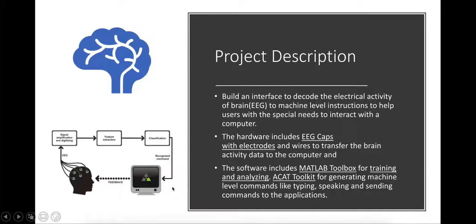Project description. As I've mentioned earlier, the goal of this project is to build interface, and we have divided that goal into two parts, hardware and software. The hardware part includes EEG caps with electrodes, and these EEG caps with electrodes would be used to collect the brain signals. These electrodes are very sensitive to the electrical activity of the brain. Whenever there is a spike or any major activity in the brain, these electrodes record that activity.